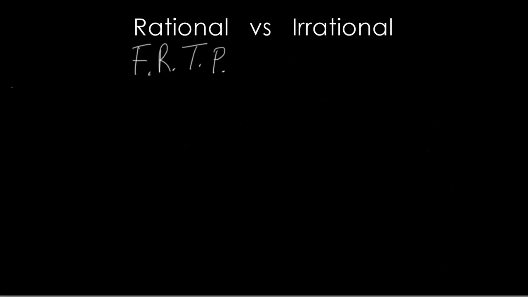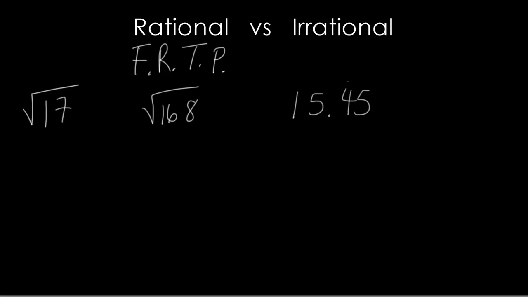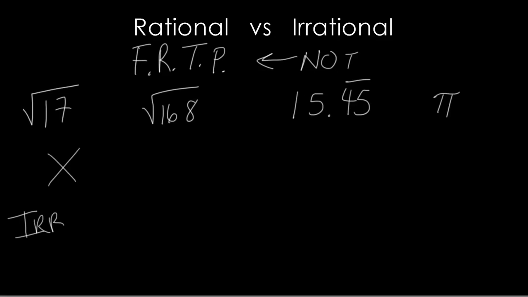All right, let's write these numbers. The square root of 17, the square root of 168, 15.45 repeating, and pi. Okay, so are these rational or irrational? Remember, irrational means I'm not any of these things here, right? Square root of 17, is that a fraction? No. Is it a repeating decimal? No. Is it a terminating decimal? No. Is it a perfect square? No. So that means I'm an irrational number, okay?